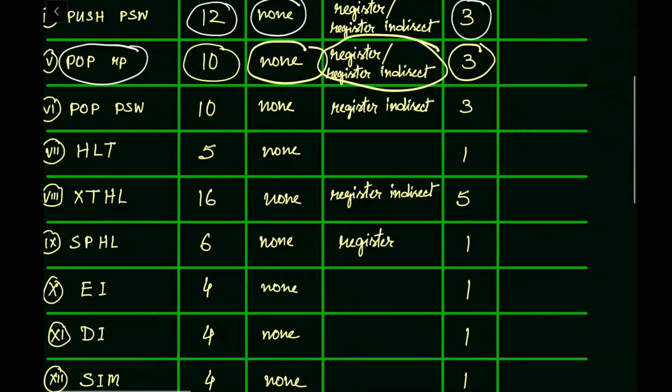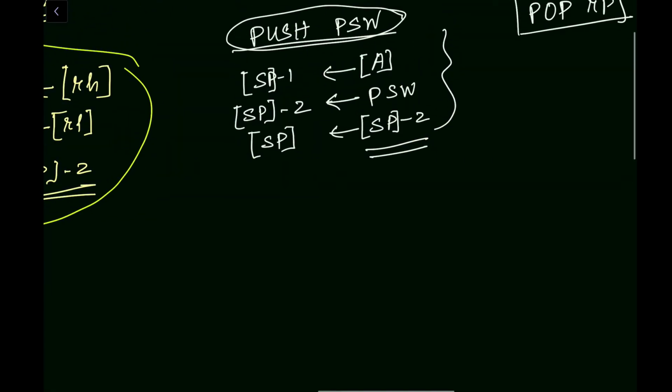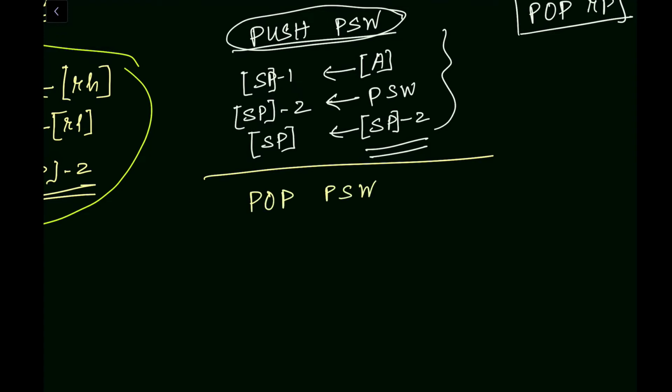Next we have POP PSW. The function is similar to PUSH PSW, but here the content will be moved from the stack pointer to the program status word as well as the accumulator. In the previous case we saw PUSH PSW, so now we will see POP PSW. Whatever the function is, let me write it down here.